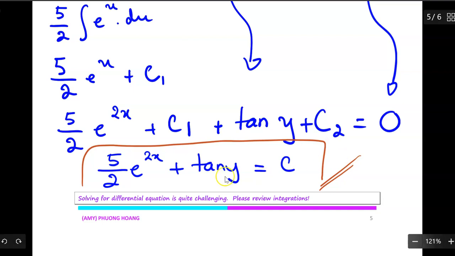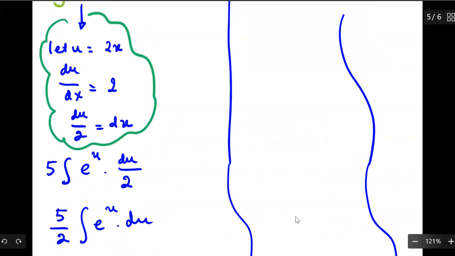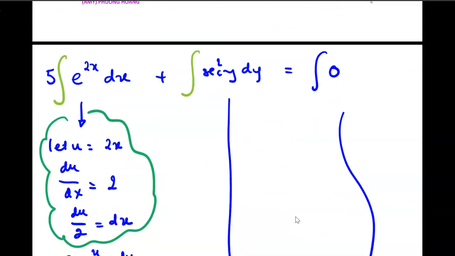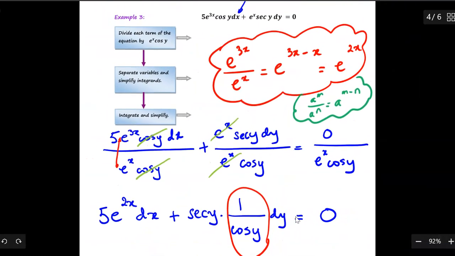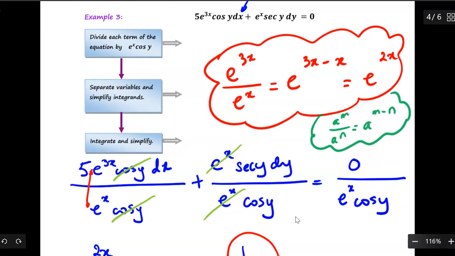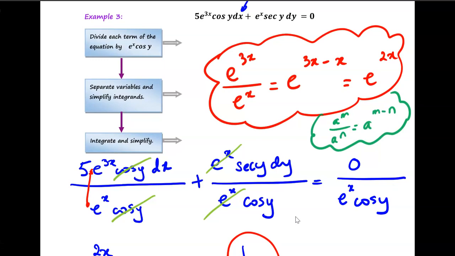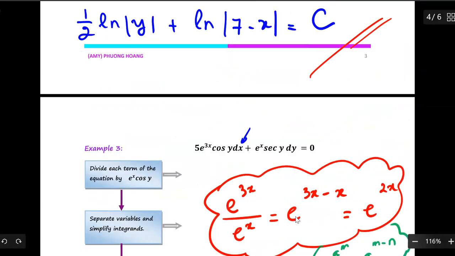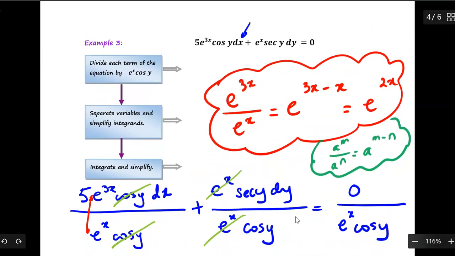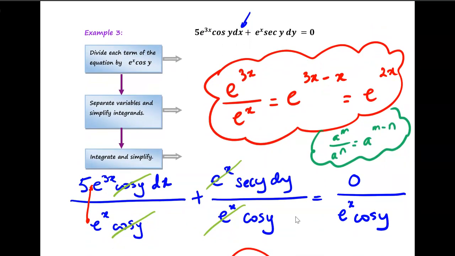Okay, so solving a differential equation is quite challenging. We had to review integration. I do have a couple of minutes left, so I just want to review what I have done with example number 3. I went over example 2 already, but for example number 3, I want everyone to remember that right here you have e to the 3x, you just need to have the dx with it. Okay, so here secant of y, you just have to have the dy with it.